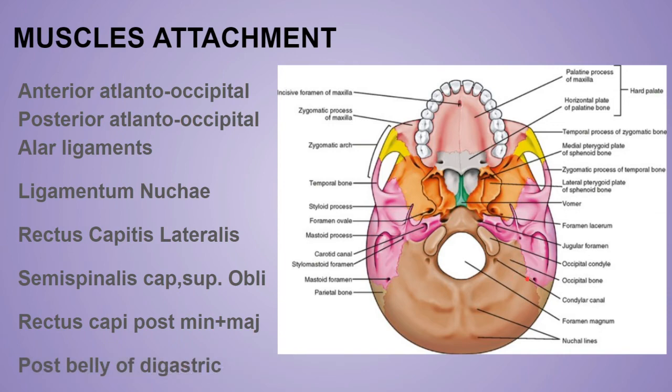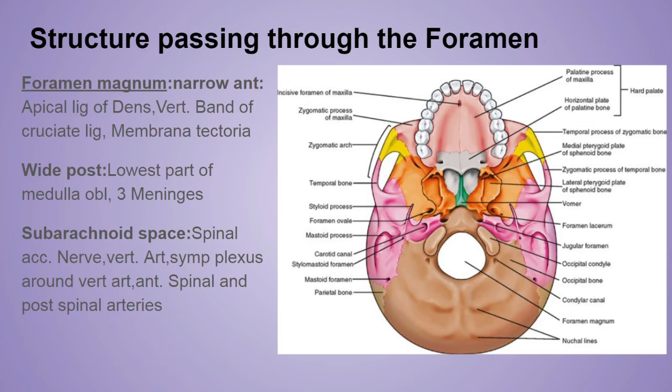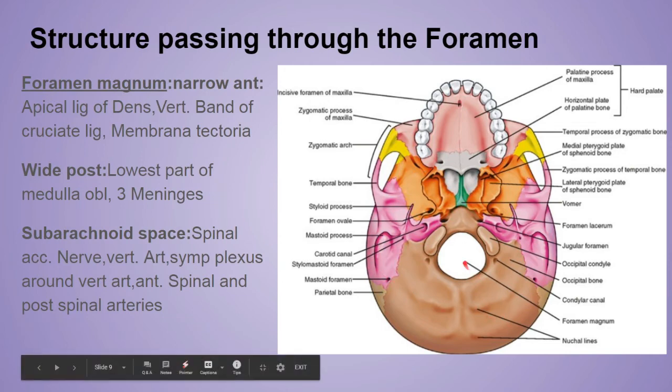And one more, the mastoid notch. This is the mastoid process. So at the notch of the mastoid process, we are having the origin of the posterior belly of digastric. Now the structures passing through the foramina of the posterior part of the norma basalis. First the foramen magnum.